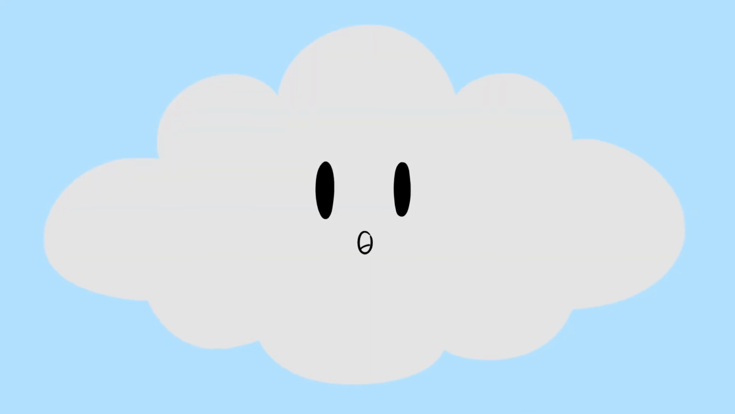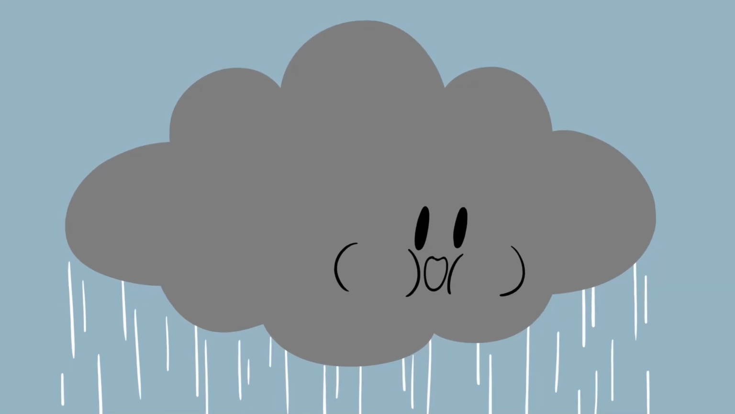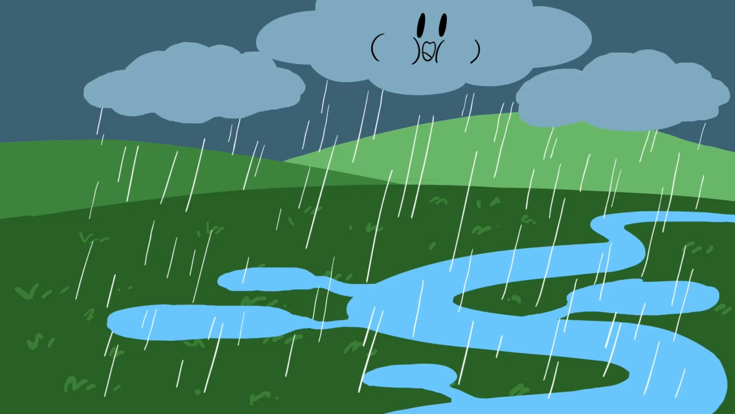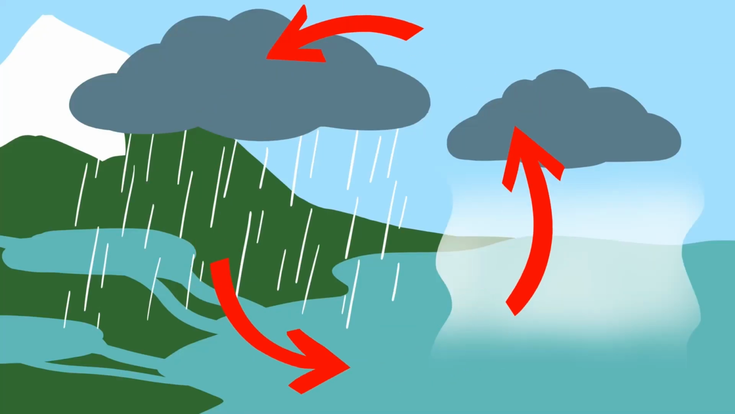These droplets gather to form clouds. When the droplets in the clouds become too heavy, they fall to the ground as rain. The water returns to rivers and oceans, and the cycle starts all over again. This is called the water cycle.